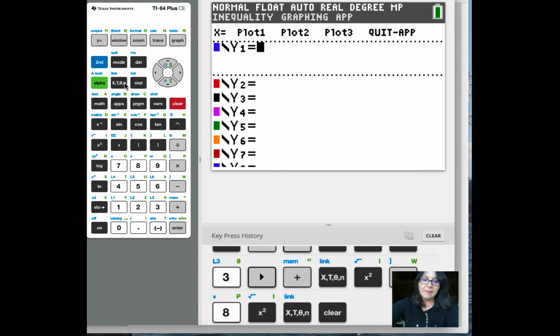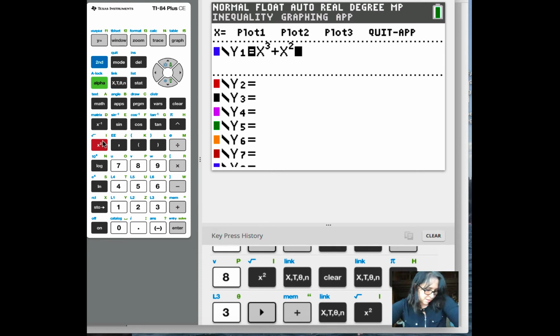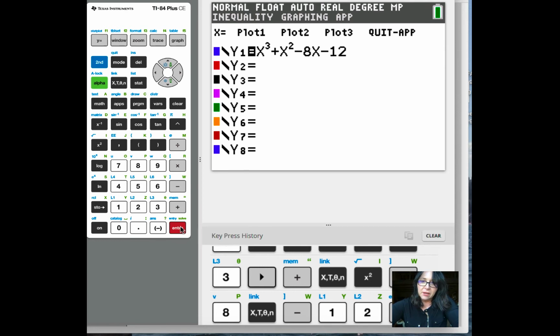Okay, do it again. So we have x to the third power. I don't have a lot of patience for this. Plus x squared, so we go x and then square that. Okay, minus 8x, so 8x again, and then minus 12. And we get, that's it.